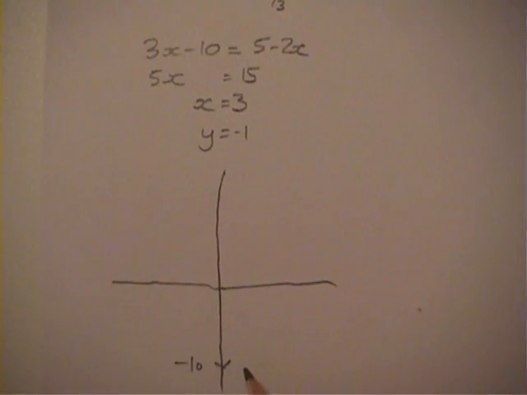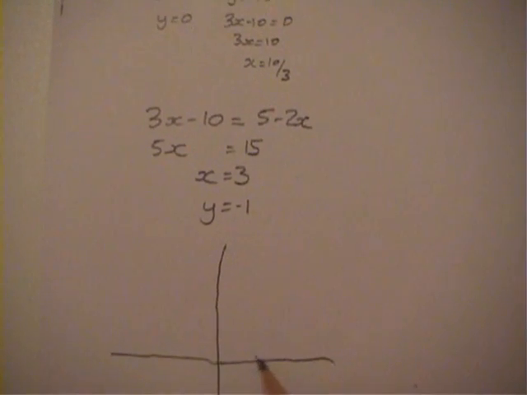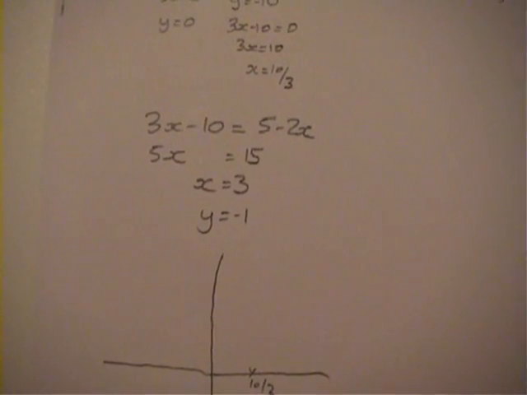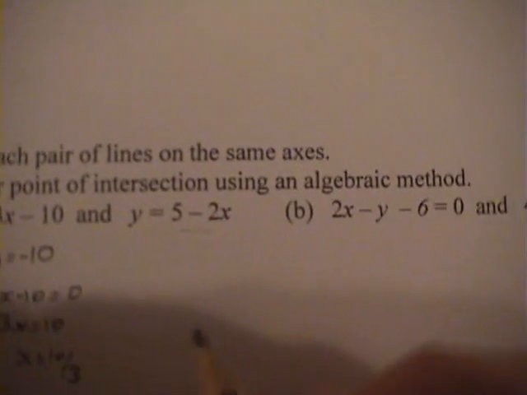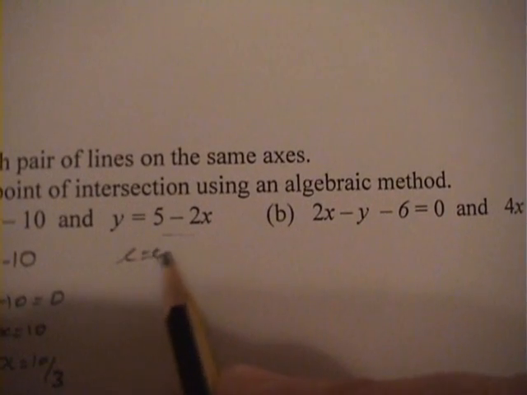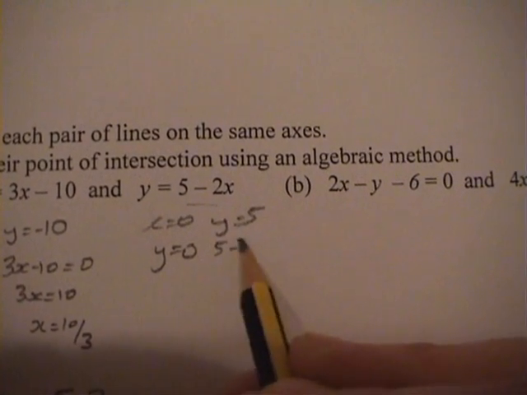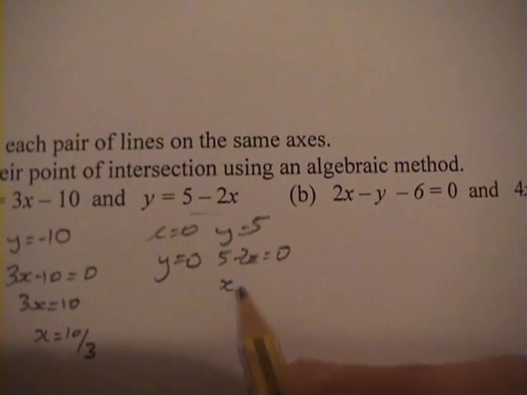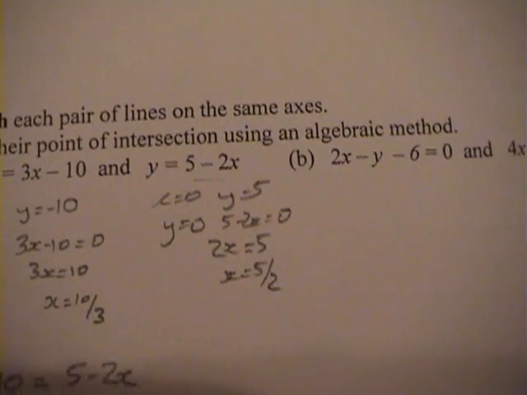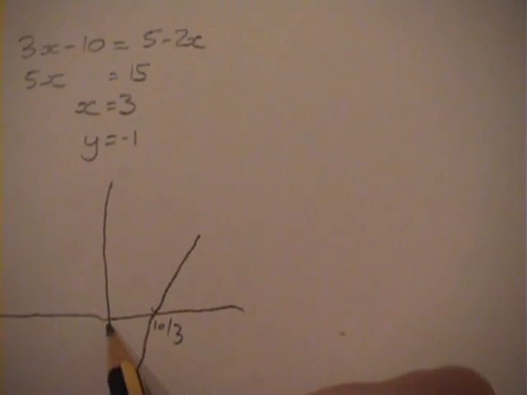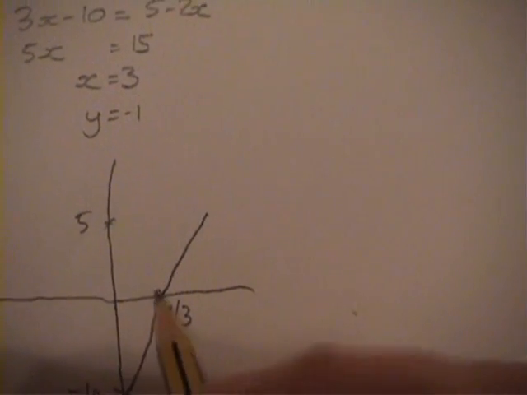And when y was 0, x was 10 over 3. So the first line looked like that. The second line we never did. So let's go back up here. And so when x is 0, y is 5. And when y is 0, 5 minus 2x equals 0. So x is 5 over 2. So we're going x is 0, y is 5, y is 0, x is 5 over 2.